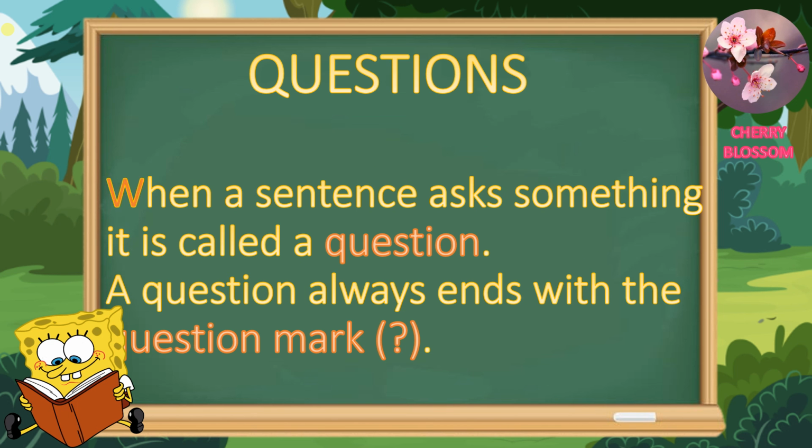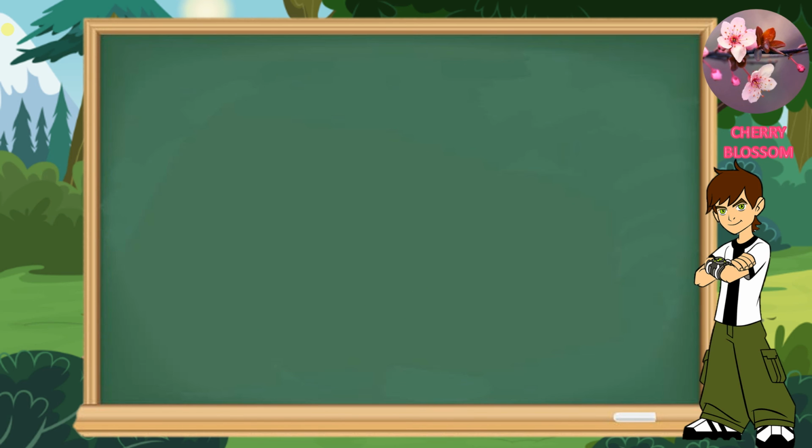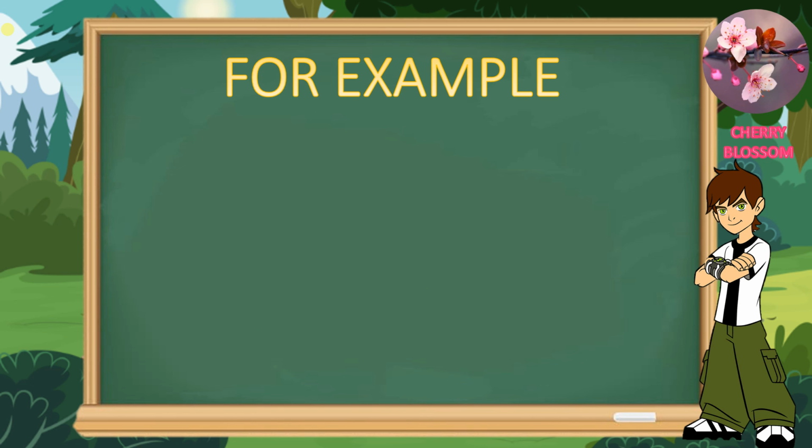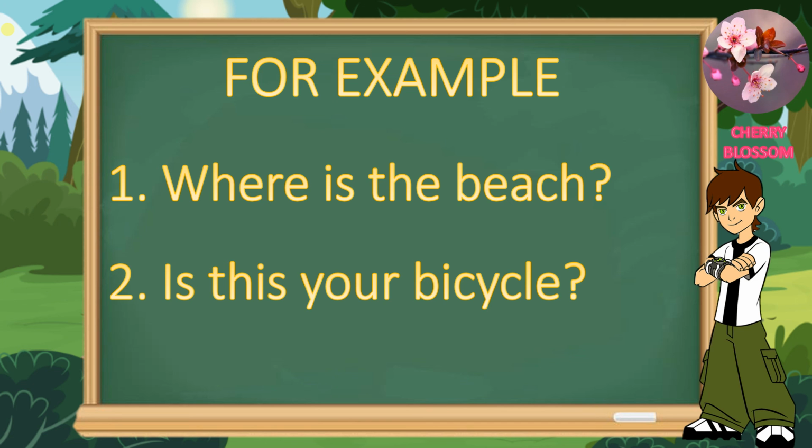Questions. When a sentence asks something, it is called a question. A question always ends with a question mark. For example, where is the beach? Is this your bicycle? Both these sentences end with question mark and both of them ask a question. So these are questions.